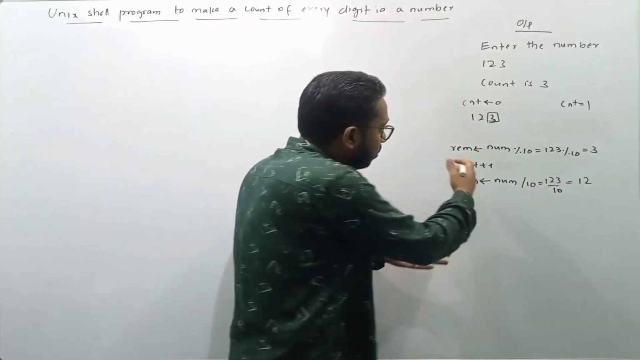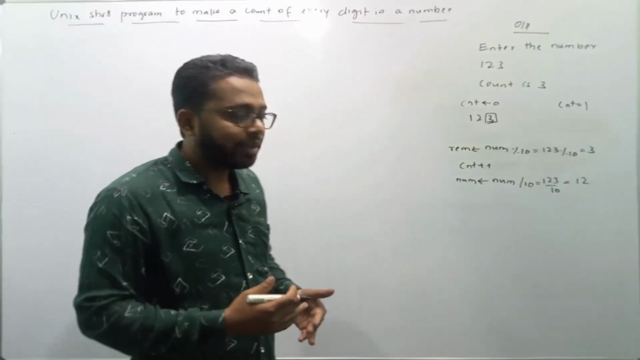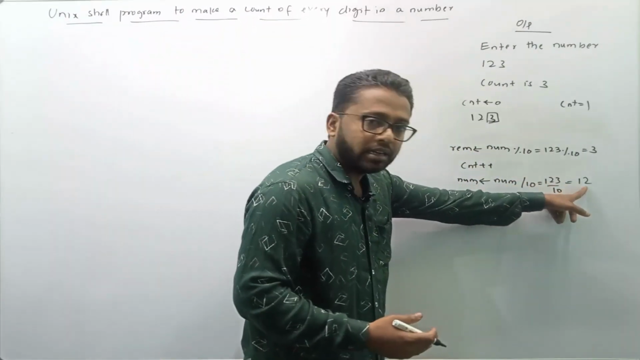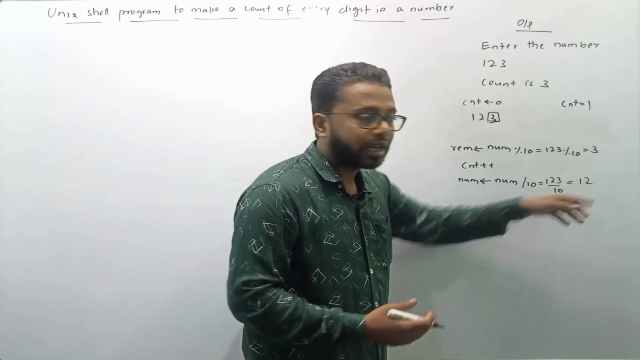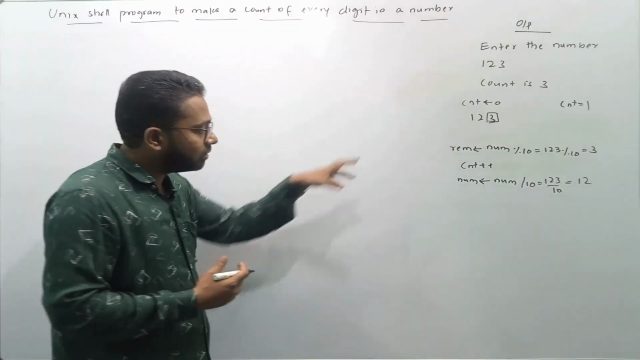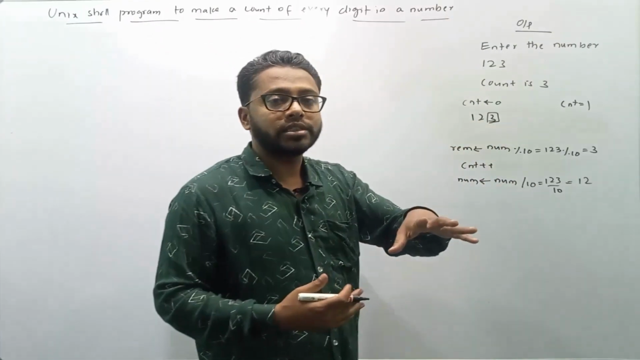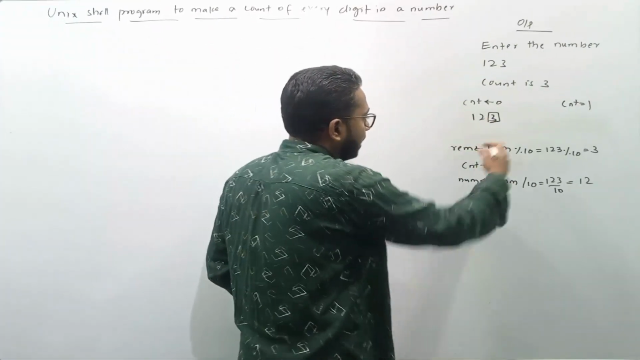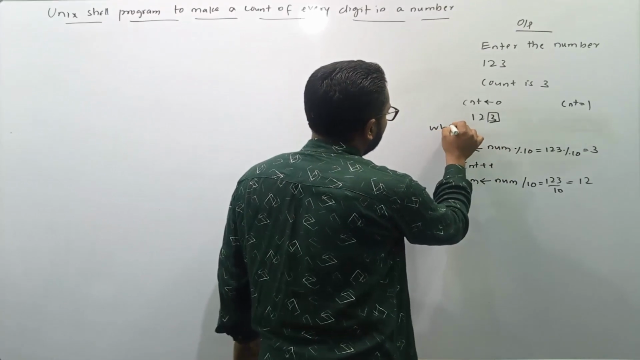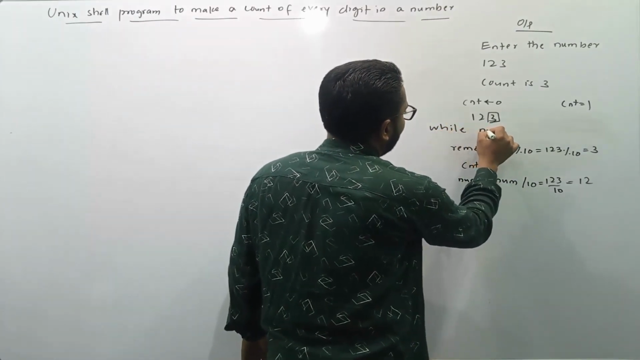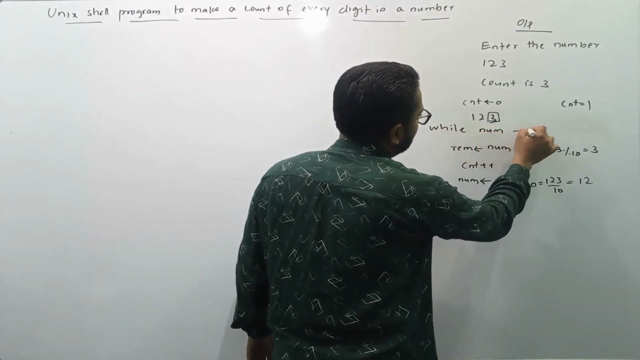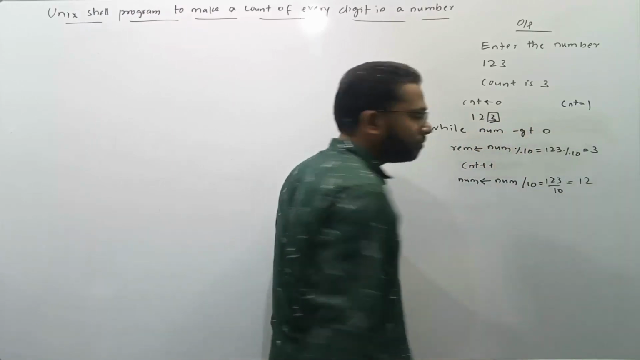So again we need to do these 3 steps. We need to find out the remainder of 12. How long do we need to perform these 3 steps? Until the value 123 becomes 0. So we need to keep on repeating these steps using while until the value of num becomes greater than 0.